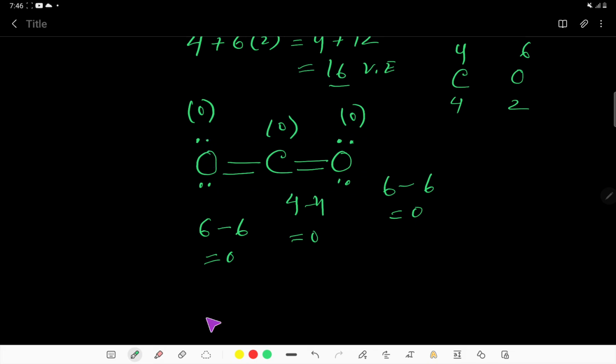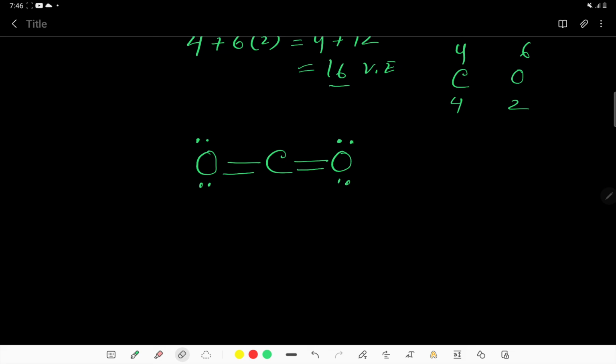So if I ask you what is the best Lewis structure for CO2, then you have to draw this structure. So now I will talk about the polarity of the CO2 molecule. So look here, the electronegativity of oxygen is greater than carbon. So the direction of the dipole moment will be like this, right? Since oxygen is more electronegative than carbon.